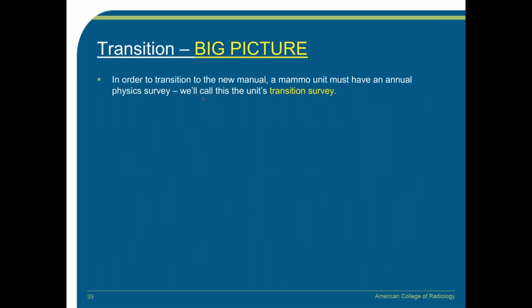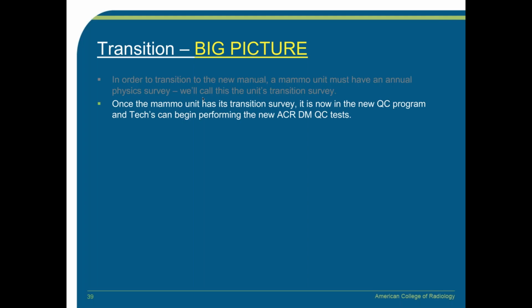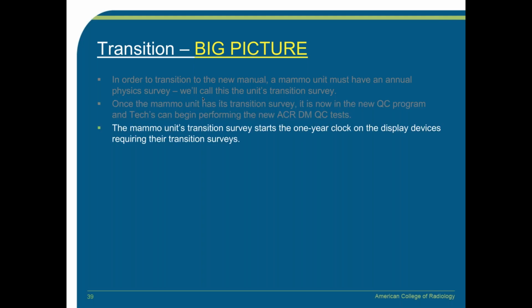But in order to transition to the new manual, a mammo unit must have an annual physics survey, and we'll call this the transition survey. Once the mammo unit has had this physics transition survey, it is now in the QC program, and the tech can begin performing the new ACR program. So the physicist tests, and now the tech can begin.